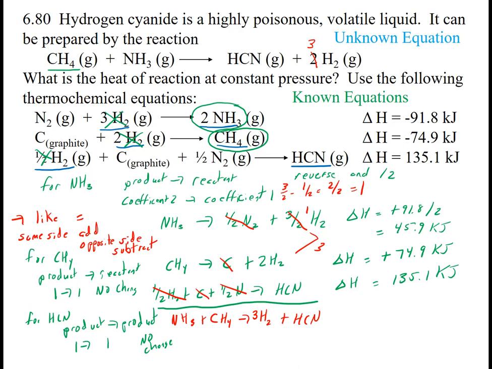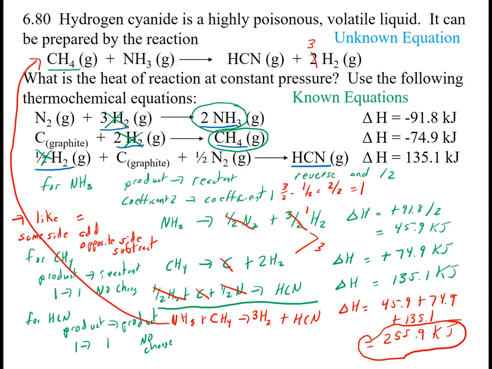All right, and so then my delta H becomes 45.9 plus 74.9 plus the 135.1 to equal 255.9 kilojoules. And that is my final answer. So this has to be done. This over here doesn't have to be done, but like I said, it's a good check. If this doesn't match this up here, then I've made a mistake. Or in this case, I made a mistake in this one, but hopefully I won't do that for your test. All right, we'll come back and we will do another problem in the next video.